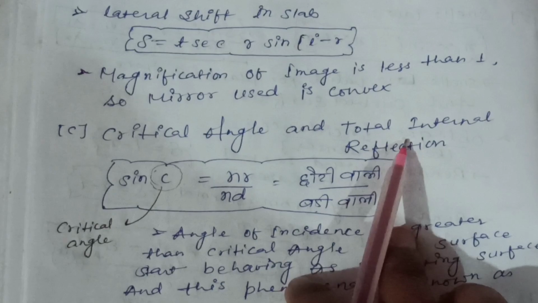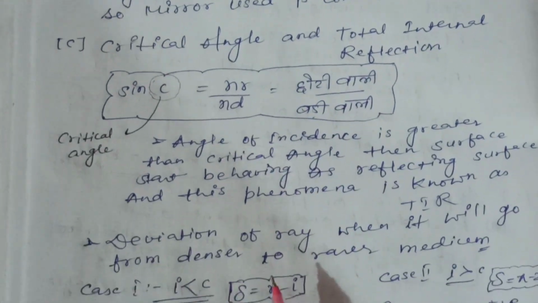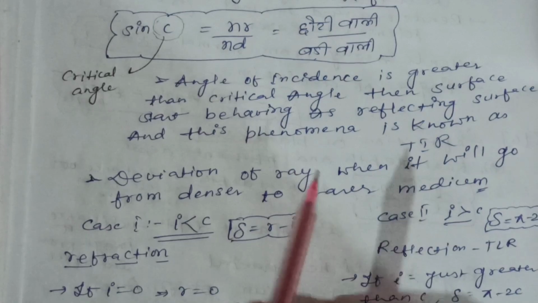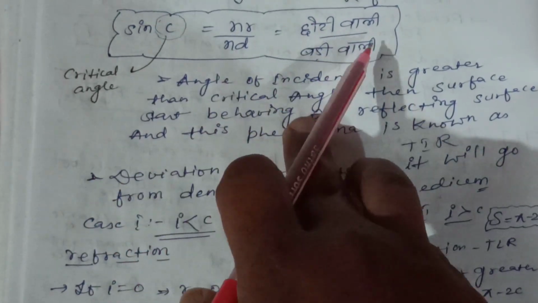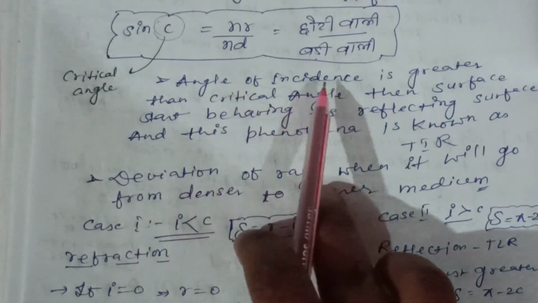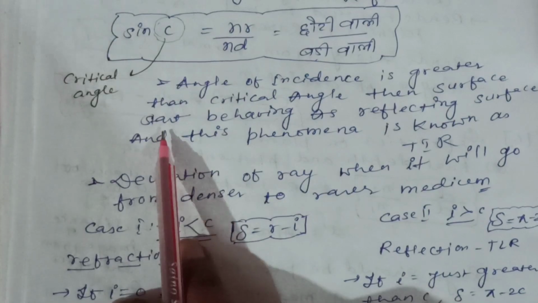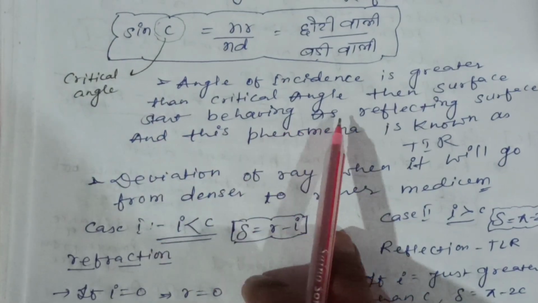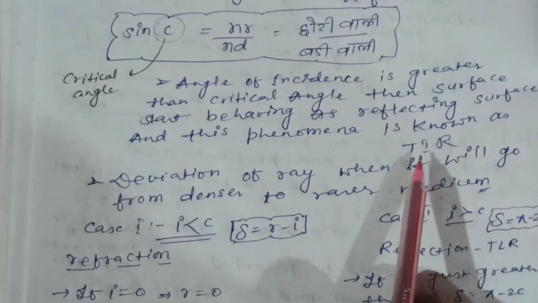Critical angle and total internal reflection. Sin C is equal to n_R upon n_D, smaller one upon bigger one. If the angle of incidence is greater than the critical angle, then the surface starts behaving as a reflecting surface, and this phenomenon is known as TIR.